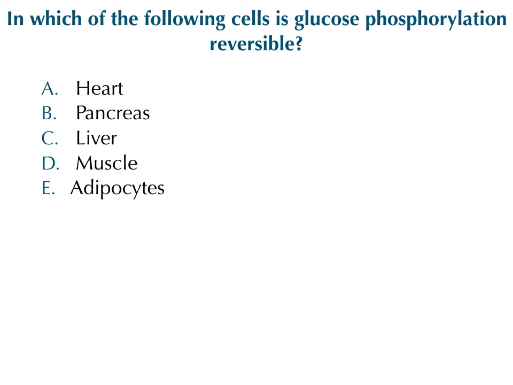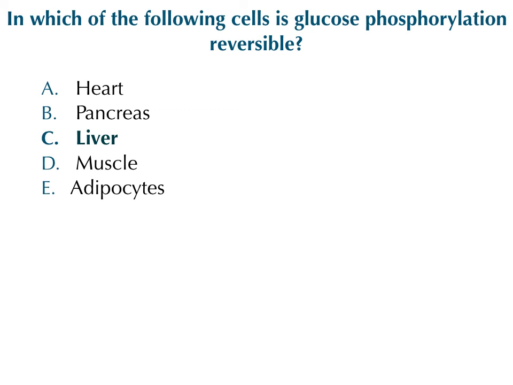In which of the following cells is glucose phosphorylation reversible? So think about this, maybe hit pause as we go through the questions, and then we'll move right on to the answers. Okay, so the heart, the pancreas, the liver, the muscle, or the adipocytes.